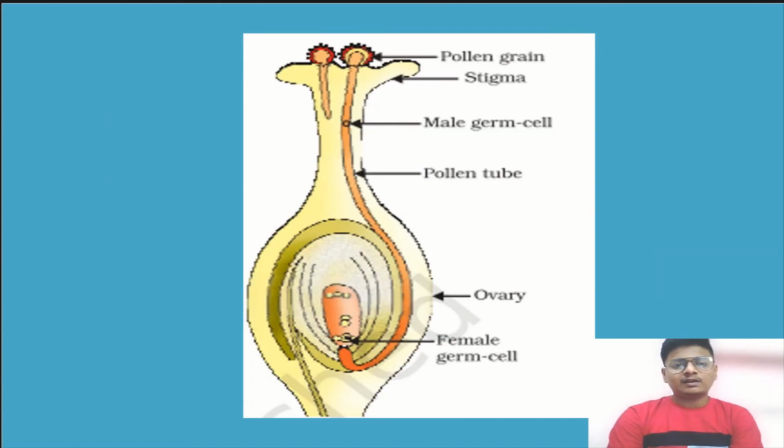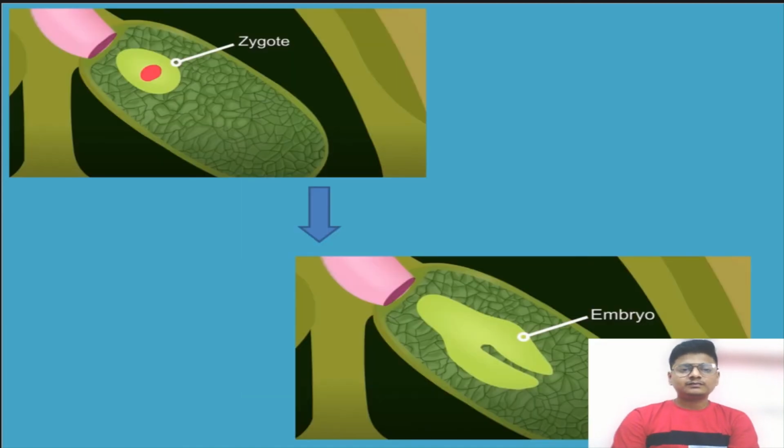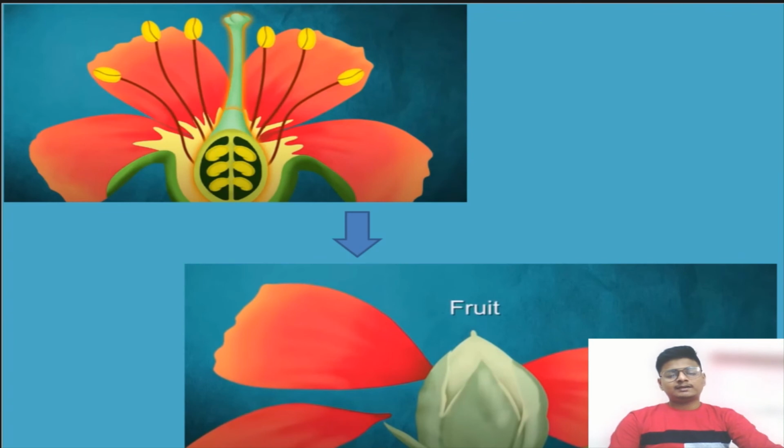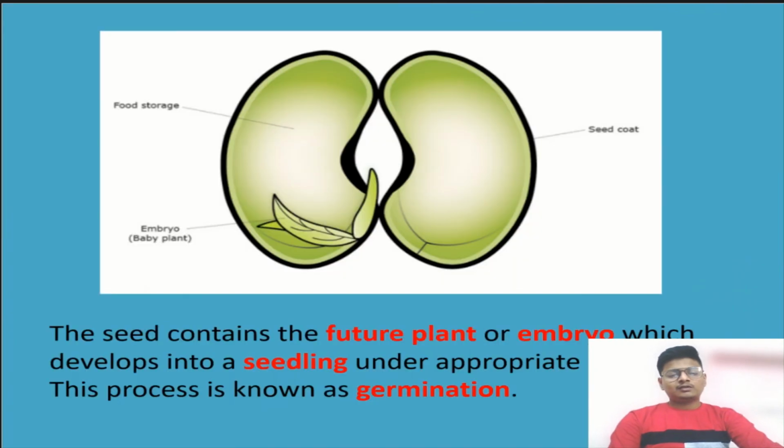Till now I have explained how the male gamete travels to the female gamete and the zygote is formed in the ovary. Now the zygote is becoming an embryo. After becoming an embryo, it develops into the fruit, and the seed is inside the fruit. Now this seed can be taken out, and it contains the future plant or embryo, which develops into a seedling under appropriate conditions. When the seed is getting germinated, this process is known as germination.